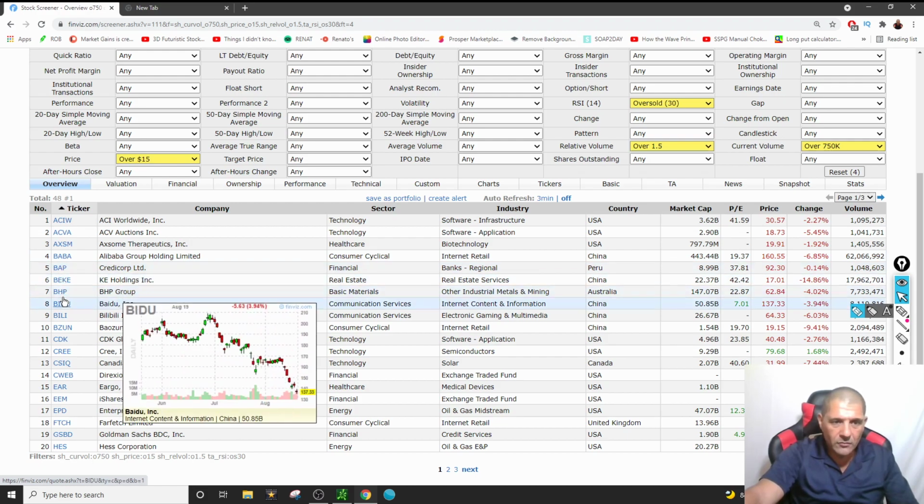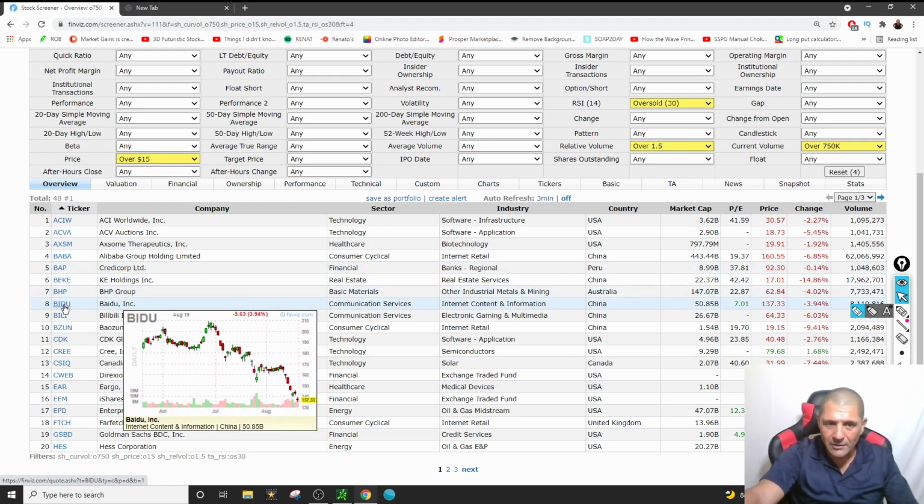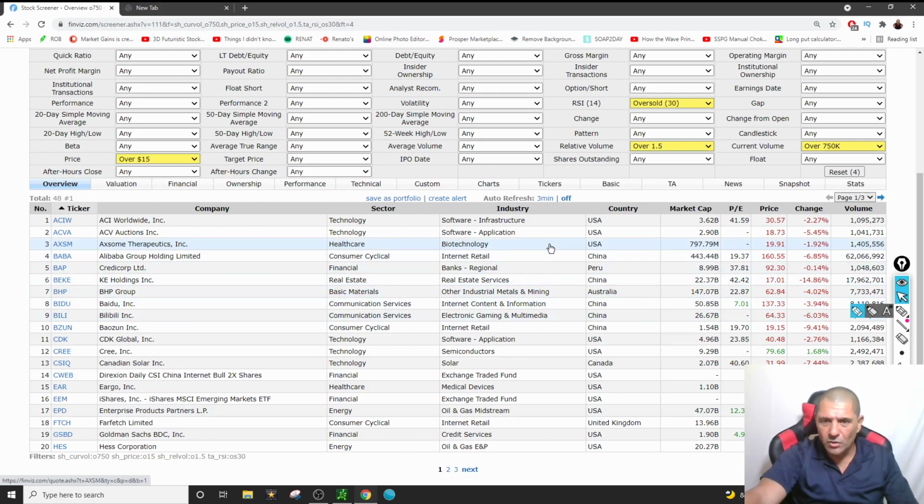Now, if you go down, you see Baidu. Baidu is another Chinese company, but I will stay away from Chinese companies at the moment. So look right here at the country and you see USA, USA, USA. Right here we have CDK Global, and you just have to find out what kind of company that is. We have Cree, a semiconductor company.